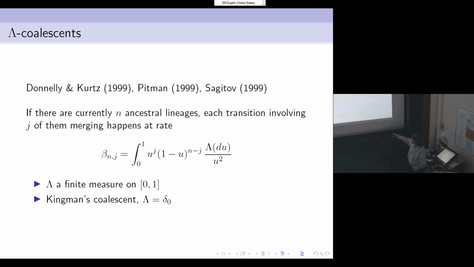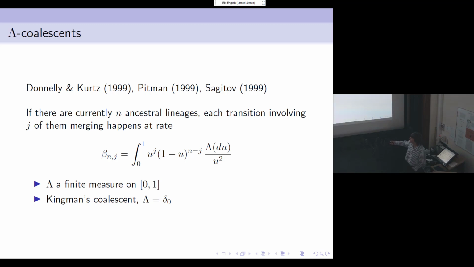And then the rate at which I see a merger of this type, well, I integrate against the rate at which I see events with impact u. And that, we said, could be written as Lambda(du) over u squared, where Lambda is a finite measure. And of course, there's a combinatorial constant. Here I'm supposing it's a particular j lineages that merge. If you want the probability that I see j lineages merging, then there'll be an n choose j out front.